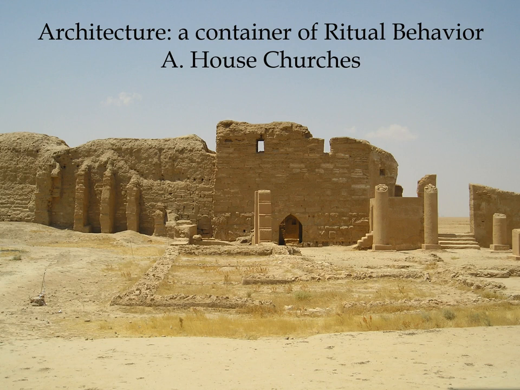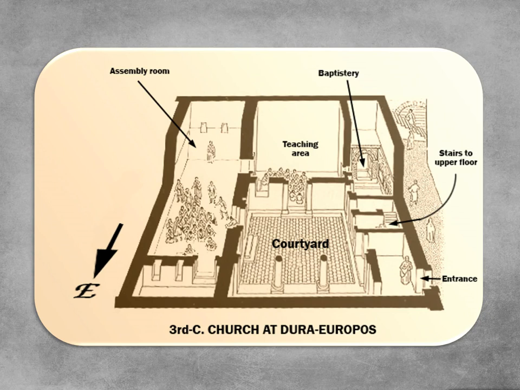What you're looking at here is the exterior of one of the earliest worship spaces that we have left to us in early Christian history. And this is a house church in a place called Dura Europa, which is in modern day Turkey. So this is the exterior, and this is a cross section of what the interior would have looked like. It's a typical Roman house.